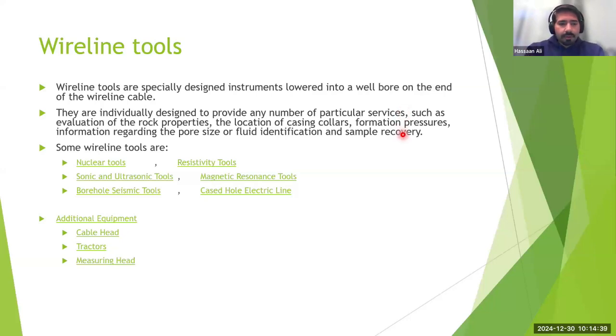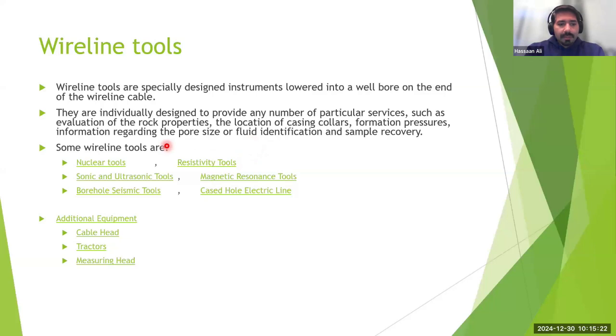For example, one particular tool can perform evaluation of the rock properties. One of the tools can actually determine the electrical resistivity of the formation. They can be used to locate the casing collars. There are different types of pressure tools that can be used to measure formation pressures, and they can be used to determine the porosity of the reservoir or the formation, and to identify what type of fluid is present, what is the API of that fluid, and they can also be used to do sample recovery from downhole. So they can actually do the coring operation as well.